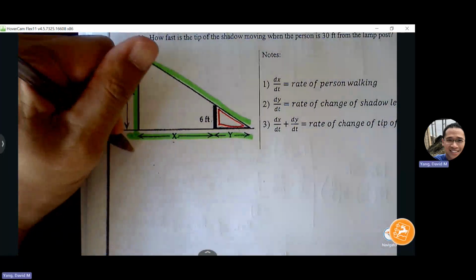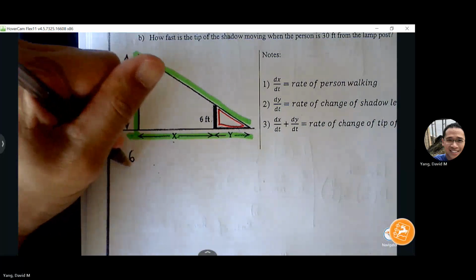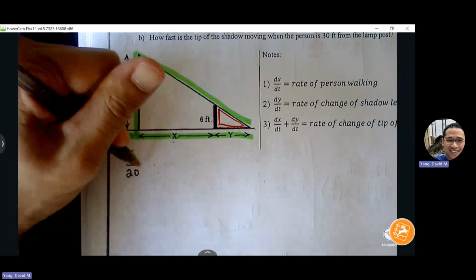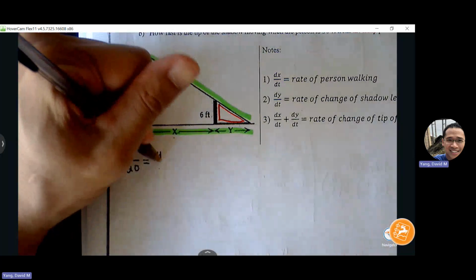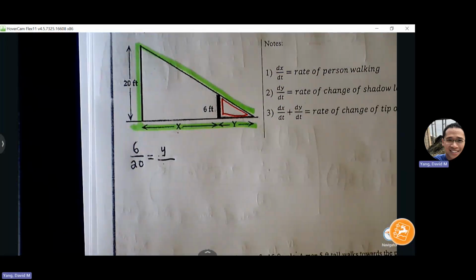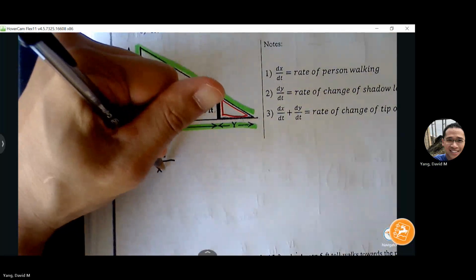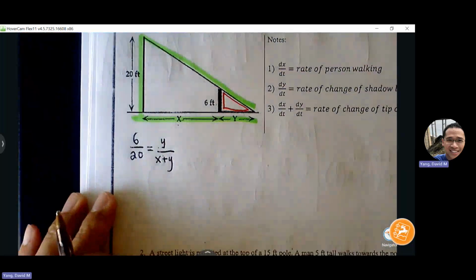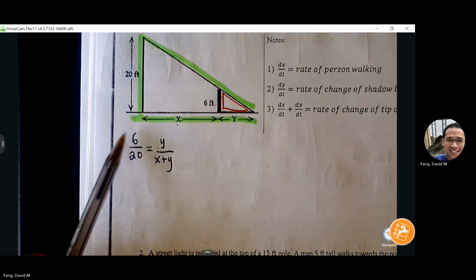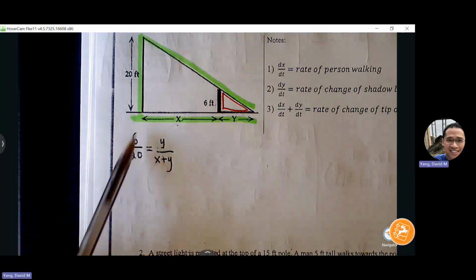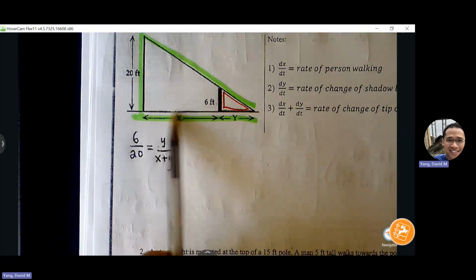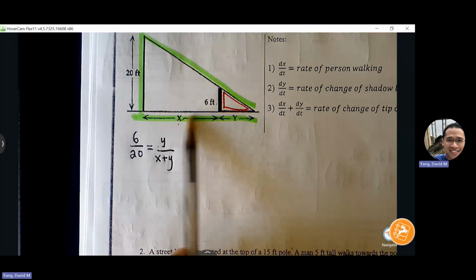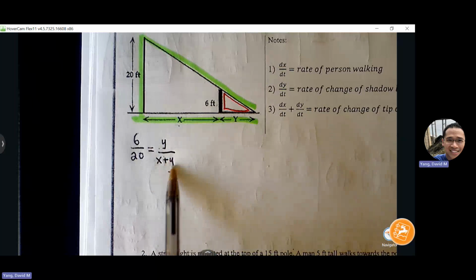So I can say the height of the small triangle is to the height of the large triangle as the base of the small triangle. What's the base of the small triangle? y. Is to the base of the large triangle. What's the base of the large triangle? x plus y. So I think this is the hardest part, just making sure that we build the relationship correctly. Some students want to say x over x plus y, but we can't say x as a full length base of any triangle, right? We want to say y over x plus y.